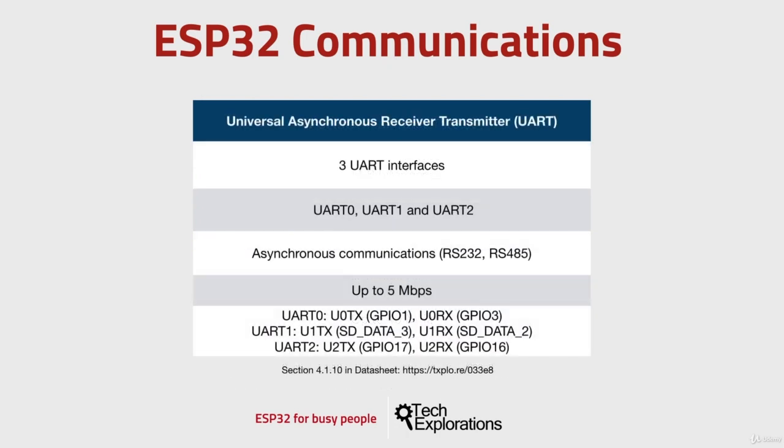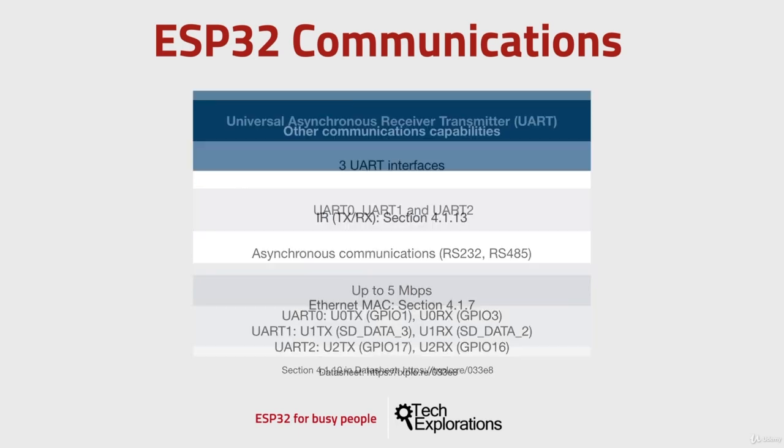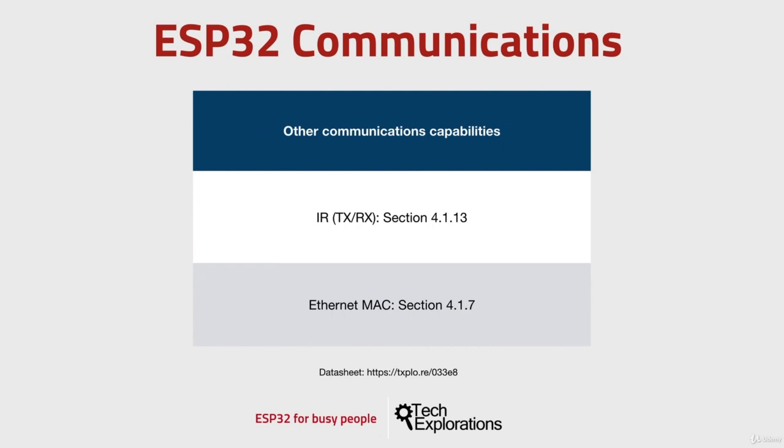And of course, the ubiquitous UART, Universal Asynchronous Receiver Transmitter. 3 of those interfaces are present. We can use them with any serial device. In addition to the above, there's also the infrared receive and transmit communication capability and an Ethernet MAC adapter, so we can connect to a local Ethernet network.